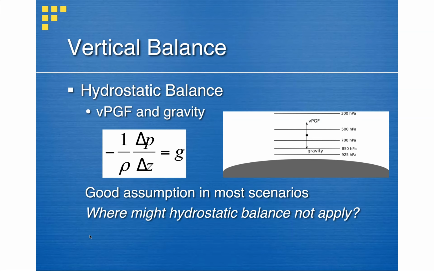We're going to begin with our first balance being our vertical balance, or the hydrostatic balance. The hydrostatic balance is a balance between two forces, the vertical pressure gradient force and gravity. One thing to note here is that we're going to see this pressure gradient force appear in all of our force balance equations, at least for the purposes of weather technology, because it is the only force that can cause the wind to blow.